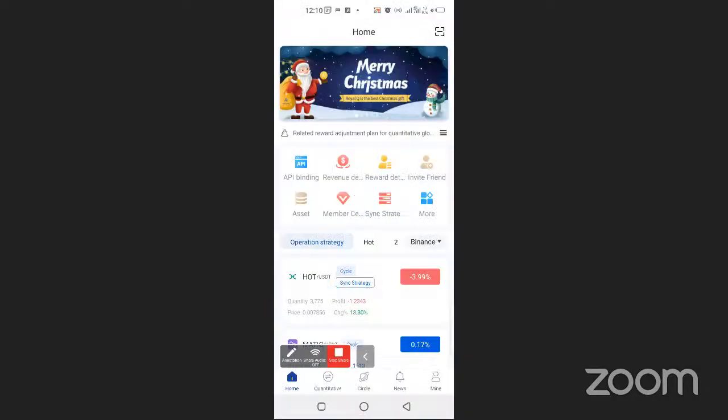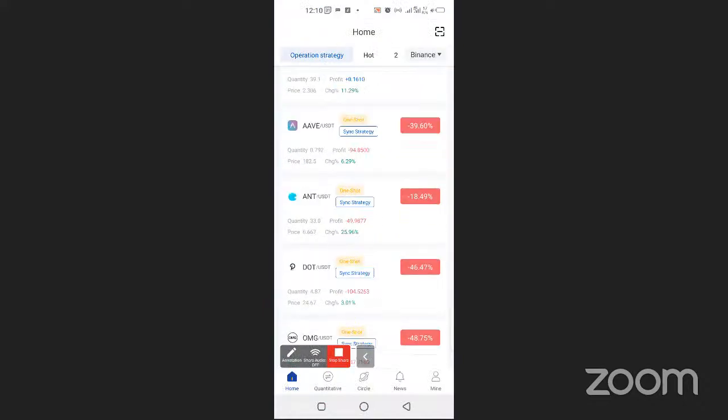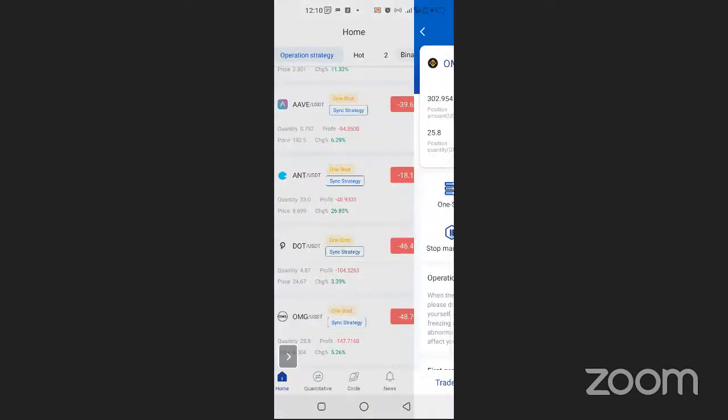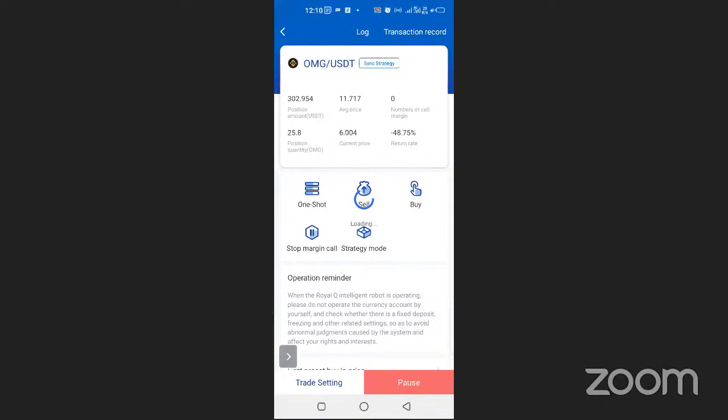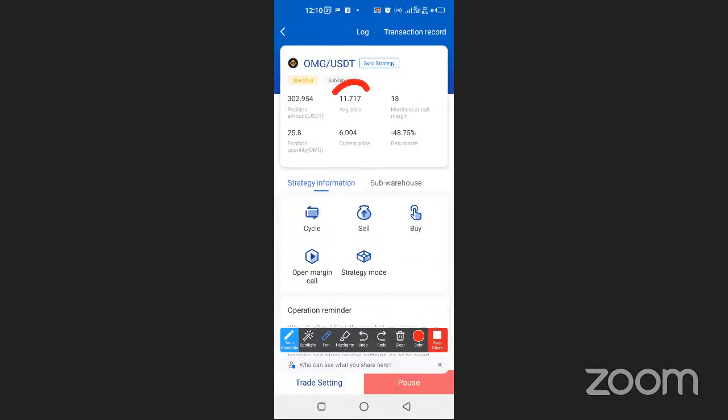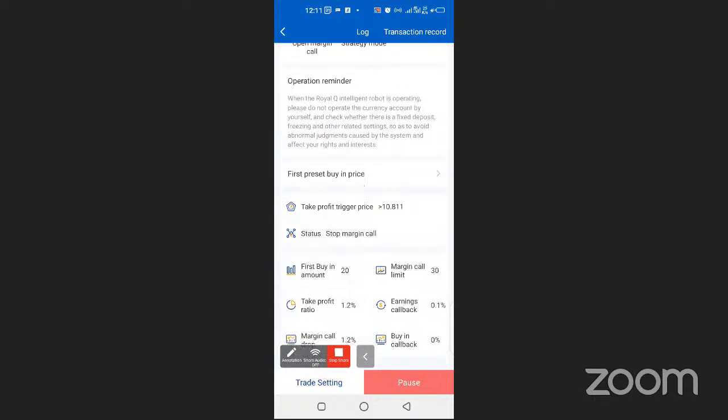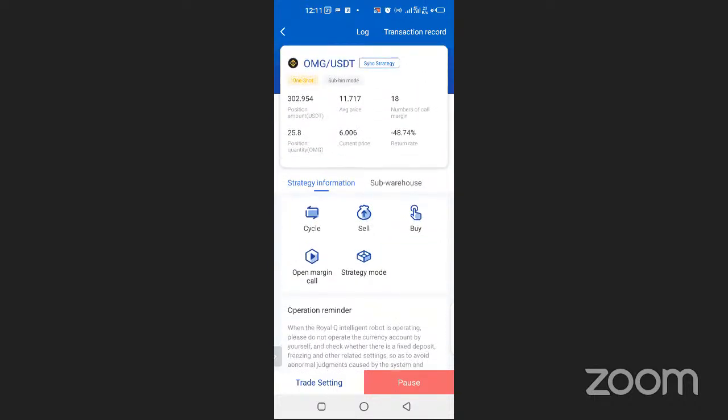The reason why Julius might be sitting in this floating loss is because Julius has no more capital. I don't know how you understand. You see this? Let me take 48. If you look, the average price is 11.71, and the current price is 6. The profit trigger price is 10. This coin should go less than 10. So what do I need to do?